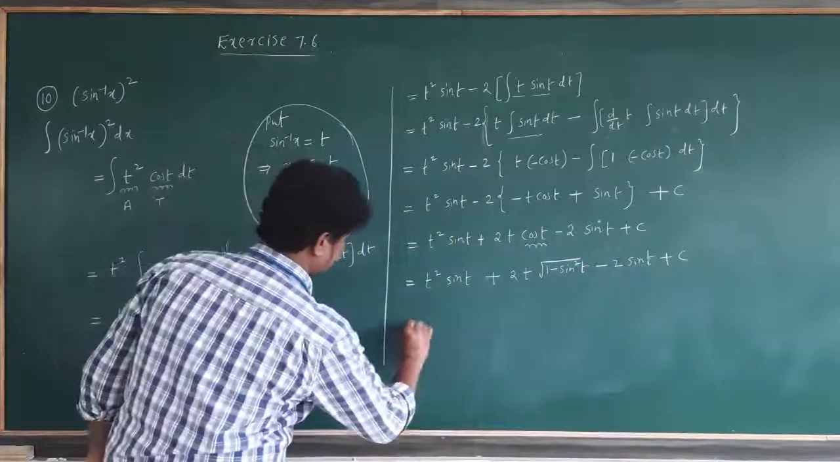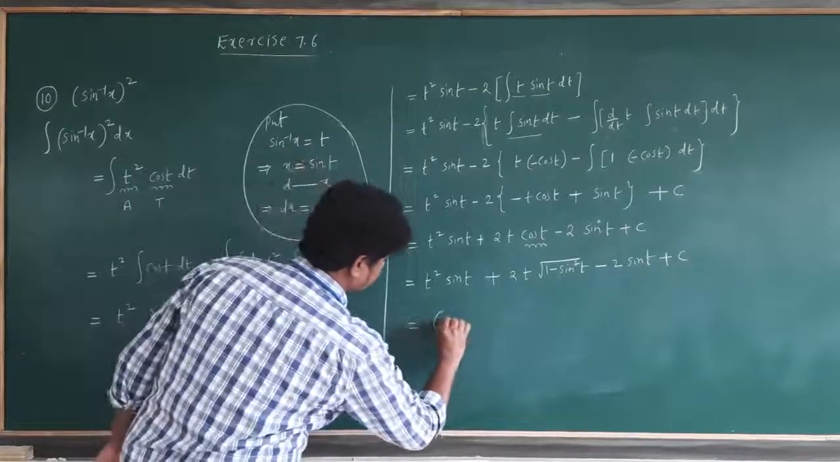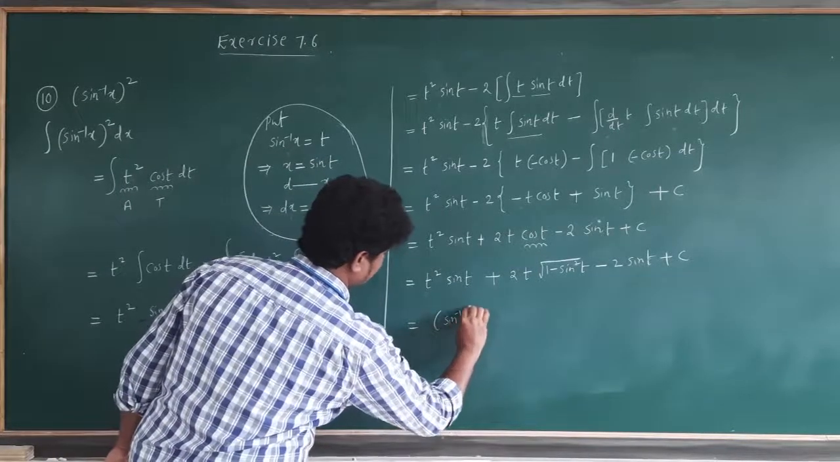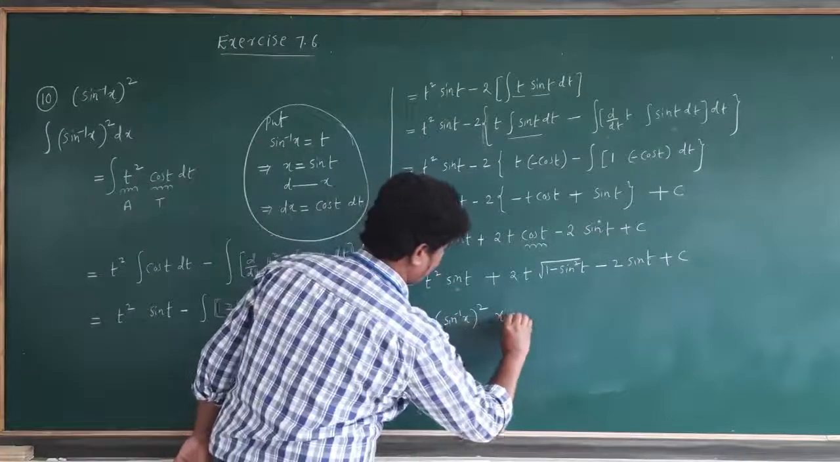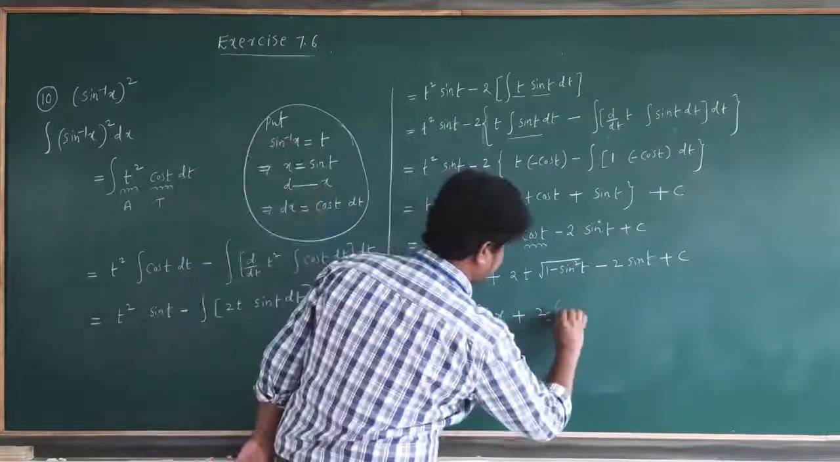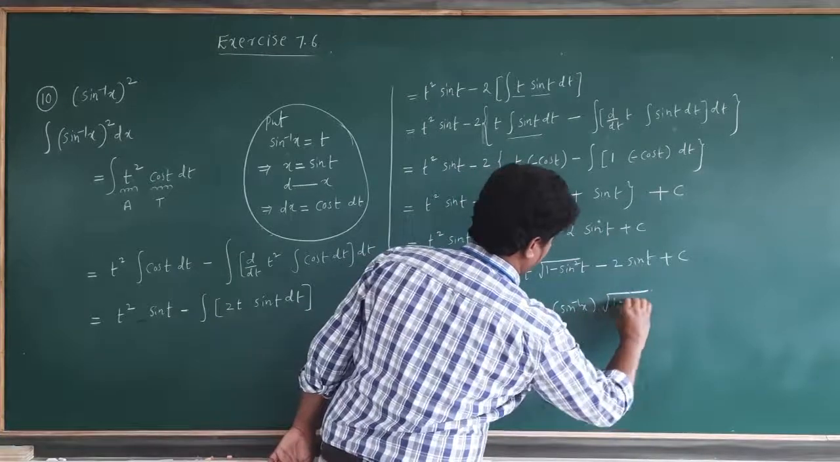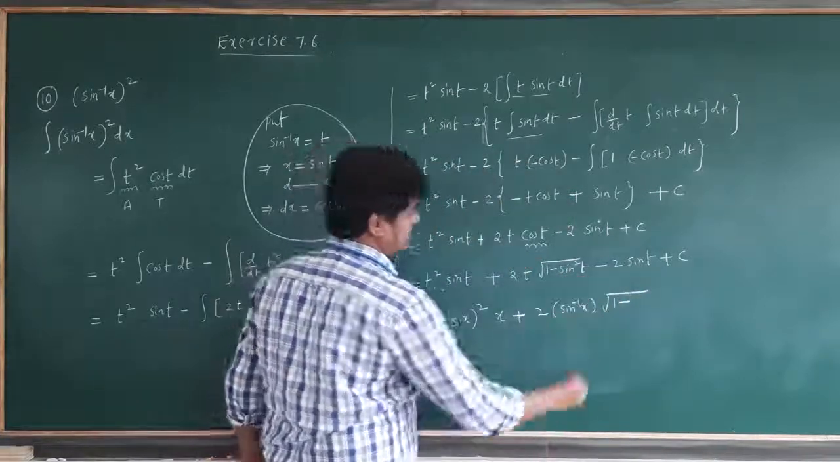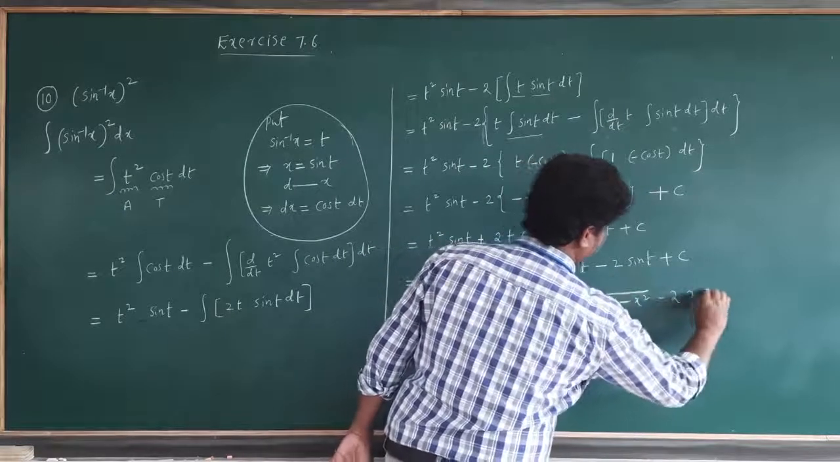So what? T square is sin inverse x whole square. Sin t means x, plus 2t, t means sin inverse x, sin inverse x into root over 1 minus sin square t, that is x square, minus 2 sin t means x, plus c.